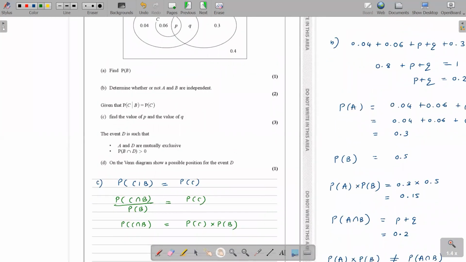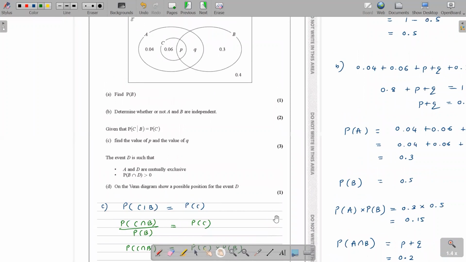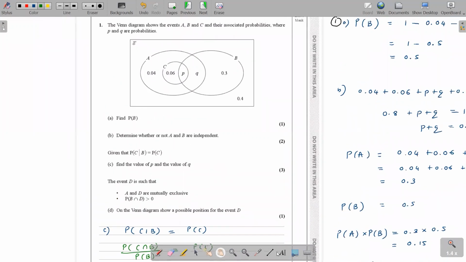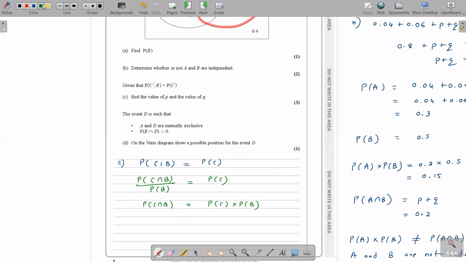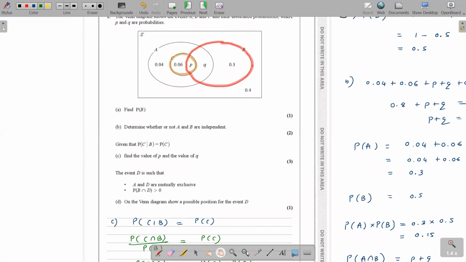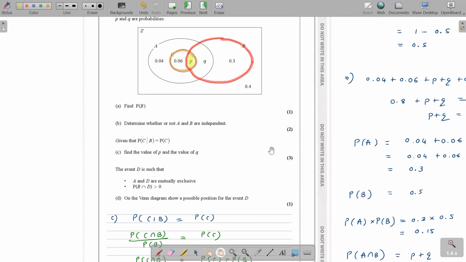Okay, then let's input the values and find the value of P and Q. So probability C intersection B. What's the intersection of the C circle and the B circle? This is the C circle, and over here is the circle B. Where do these two circles intersect? The intersection is at this small region P. So C intersection B is the region that we named as P. I'll shade that in yellow. So this is the intersection of C and B.